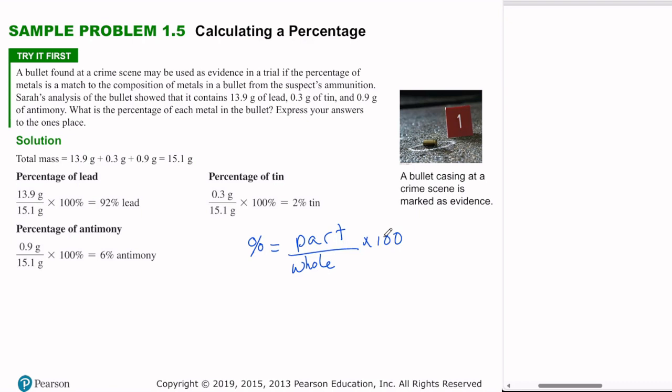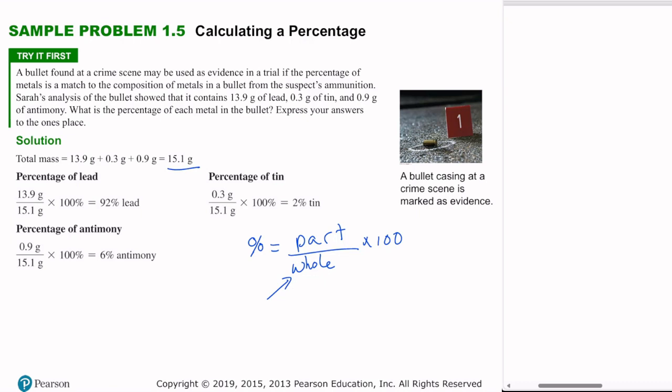Sarah's analysis of the bullet showed that it contains 13.9 grams of lead, 0.3 grams of tin, and 0.9 grams of antimony. What is the percentage of each metal in the bullet? Express your answers to the ones place. The ones place would leave off any decimals. The total mass here, which would be our whole in this example, is 13.9 plus 0.3 plus 0.9, giving us 15.1 grams.